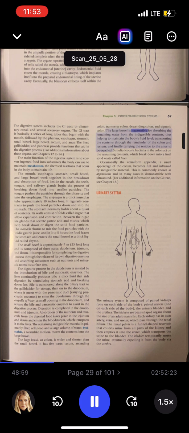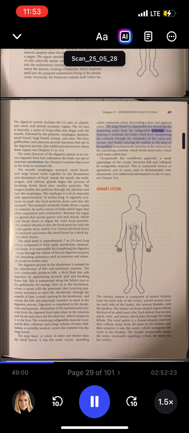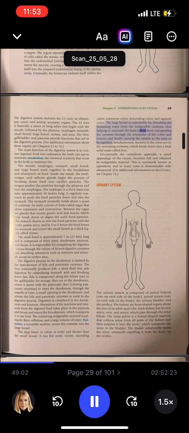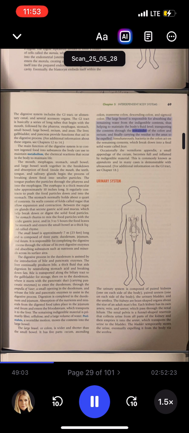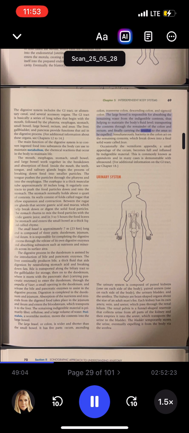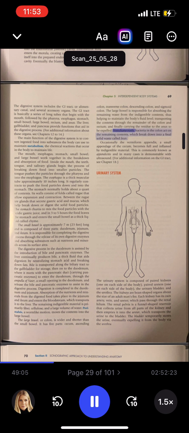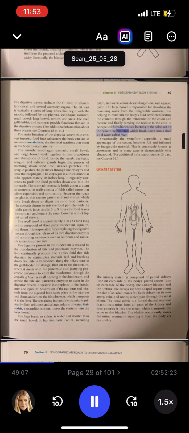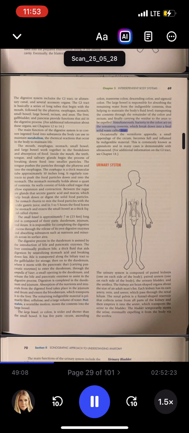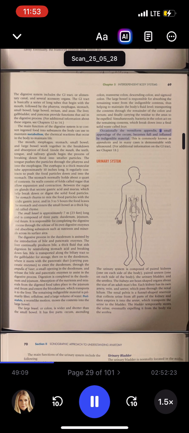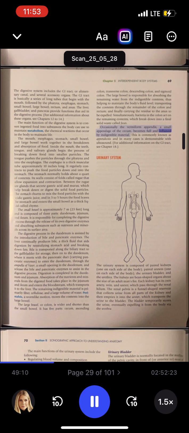The large bowel is responsible for absorbing the remaining water from the indigestible contents, thus helping to maintain the body's fluid level, transporting the contents through the remainder of the colon and rectum, and finally carrying the residue to the anus to be expelled. Simultaneously, bacteria in the colon act on the remaining contents, which break down into a final solid waste called feces.